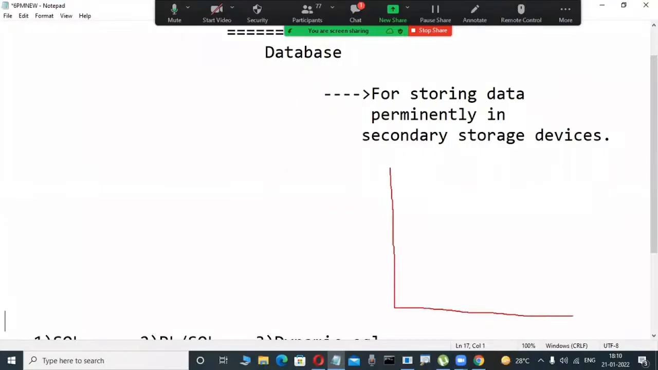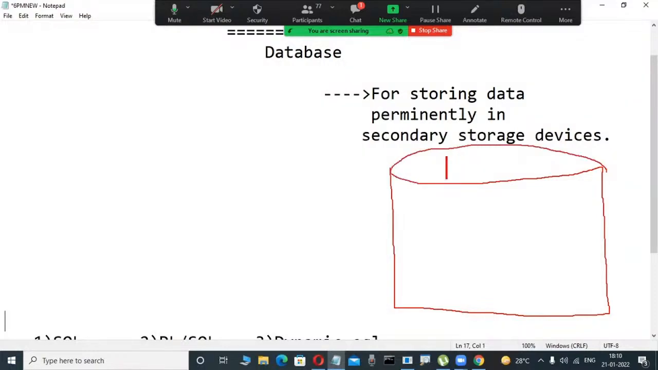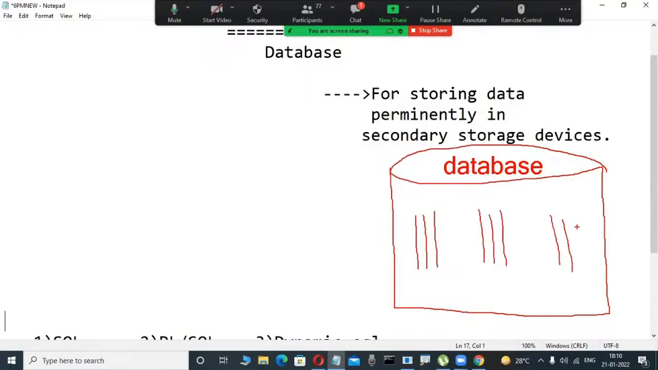These relational databases do not store a random collection of data. They only store a structured collection of data. Yesterday I told you, suppose this is an Oracle database. Database means some place. Now observe here: we are storing a structured collection of data only in this place, in an organized fashion.